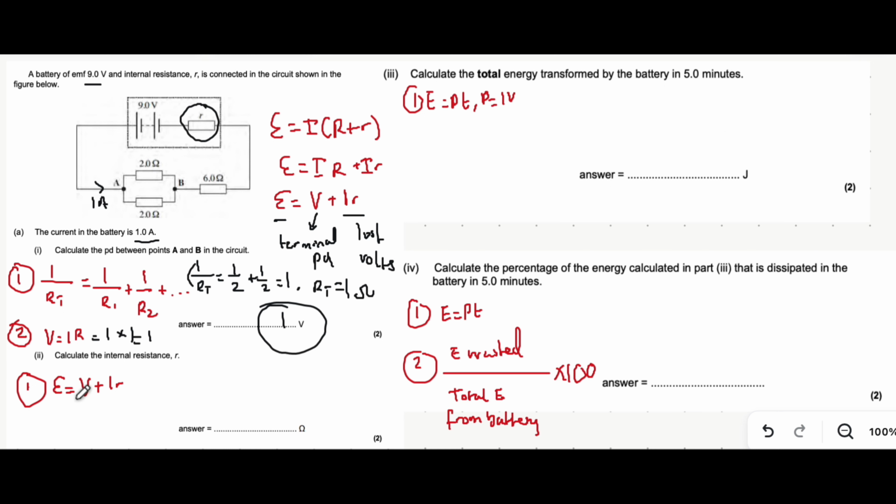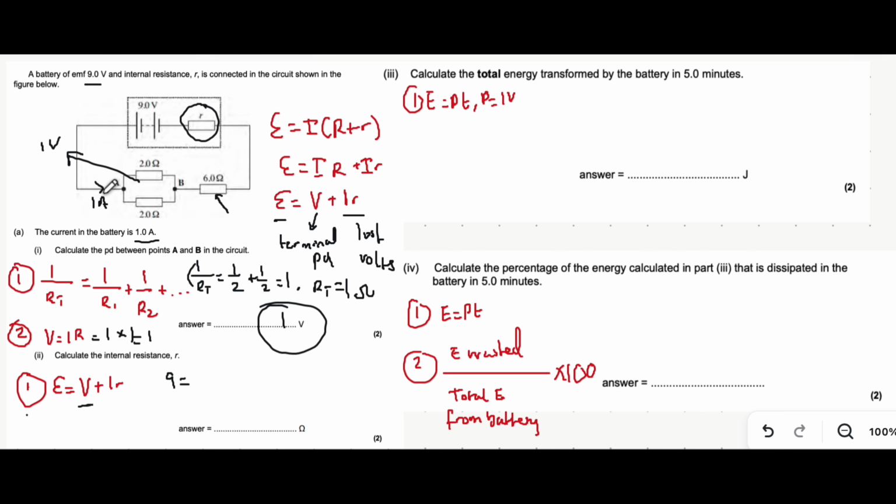So I mentioned the EMF is the terminal voltage, which is the voltage of everything except the internal resistance, plus the lost volts, which is the voltage that's wasted due to the internal resistance of the battery. So let's use that. We know the EMF is 9 volts. By the way, you always want to use this equation whenever it asks for the internal resistance. The terminal voltage is the voltage across this whole junction here, which we found in part I is 1 volt. But we also have to add onto it the voltage that's wasted due to this resistor here.